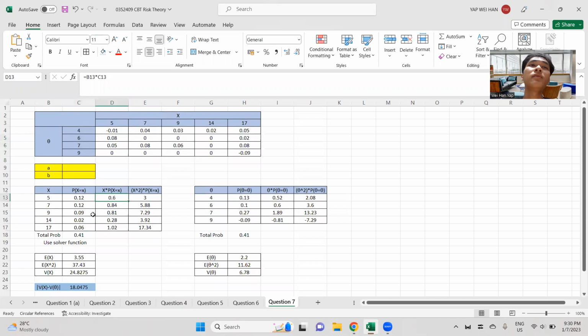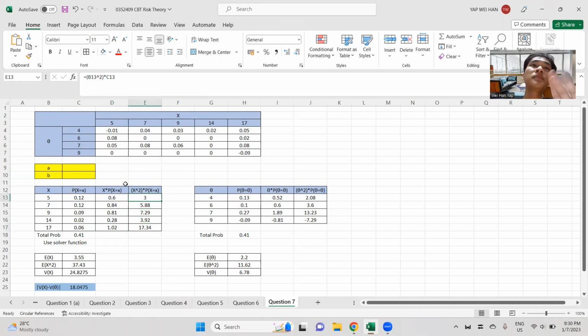Then we are trying to find the expectation. It's basically using your x multiplied by the probability of x being chosen. So corresponding B13 multiplied by C13, which is my 5, multiplied by the probability of x equals 5. So 5 times 0.12, you'll get 0.6. That's pretty simple. We do the same thing for 7, 9, 10, 14, and 17.